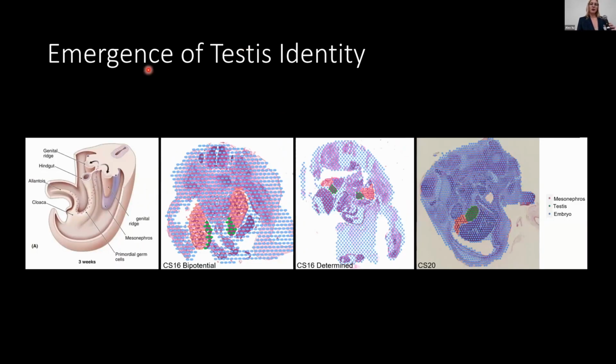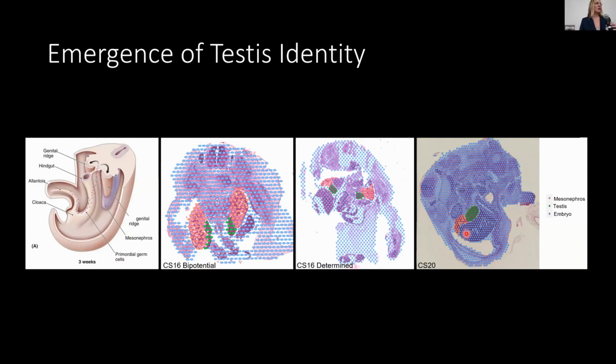In order to evaluate the emergence of testis identity, what we wanted to do was to compare the mesonephros, which is where this organ originates from, to the developing testis itself, the bipotential, the determined, and the testis.